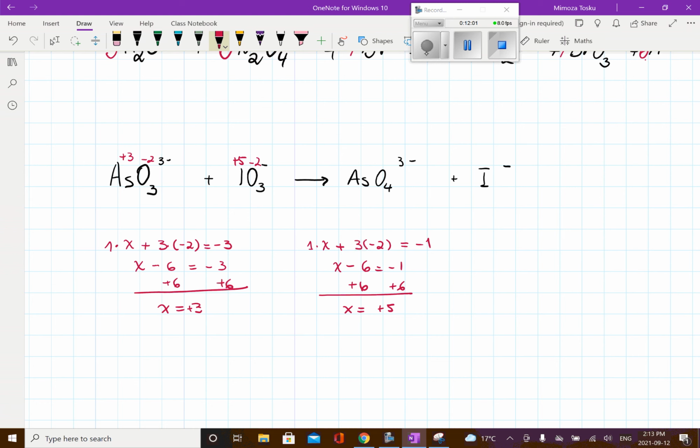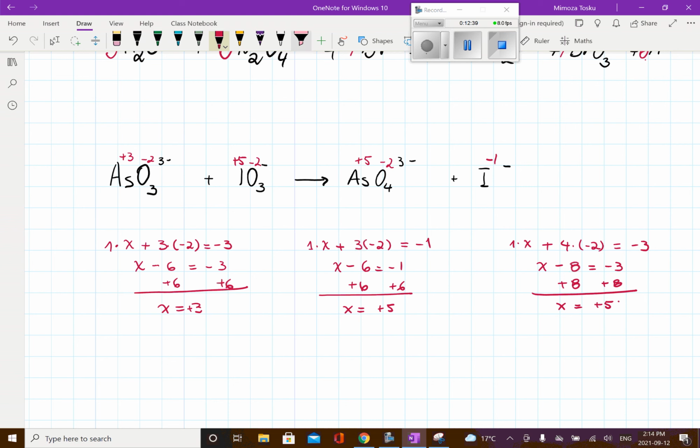Let's follow the same logic for ASO4, so oxygen is -2. So 1 times X plus 4 times -2 is equal to -3. Then X minus 8 is equal to -3, adding 8 on both sides. So X will be equal to +5, and for the iodide ion it is the charge of the ion, -1. Okay, so this is finding the oxidation number.